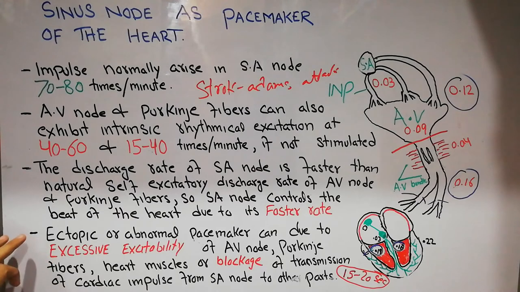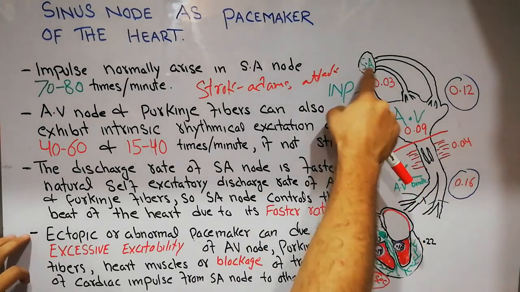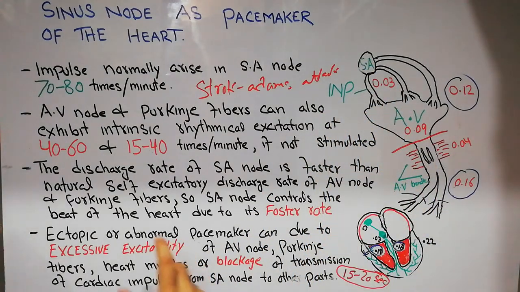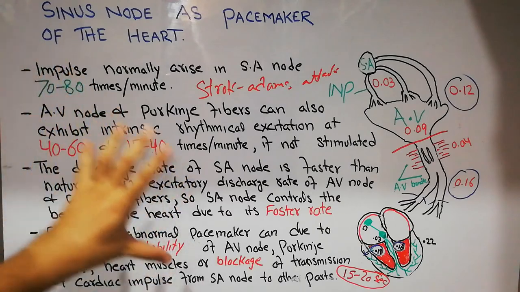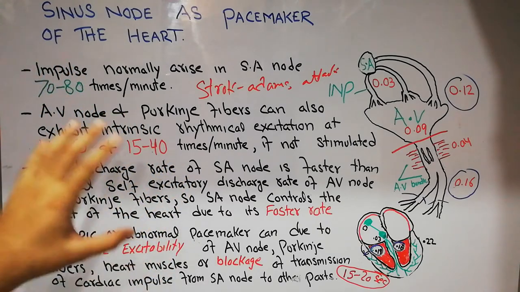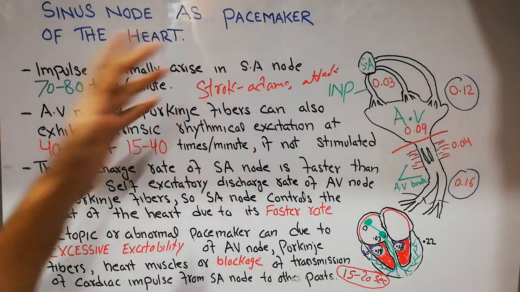So if there is some excessive excitability of the AV node, Purkinje fibers or the heart muscle, or there is blockage of signal transmission from the SA node to the rest of the heart, then an ectopic or abnormal pacemaker can occur, and then the AV node or Purkinje fiber or heart muscle can take control of the heartbeat and act as the pacemaker. But they will be ectopic or abnormal pacemakers, and there will be some problem in the normal pumping of the heart. So that's a simple lecture about the sinus node as the pacemaker.